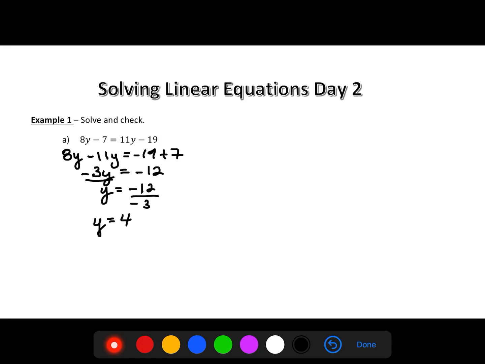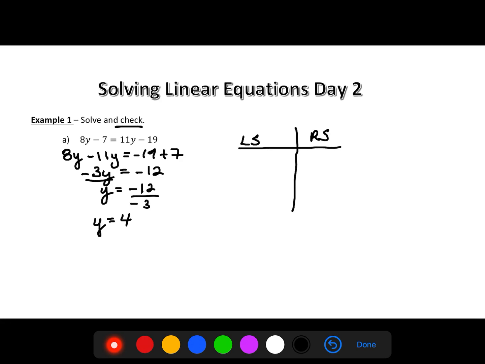And negative 12 divided by negative 3, remember it was multiplying over here, becomes dividing on the opposite side. Negative divided by negative gives us a positive, so y is equal to 4.